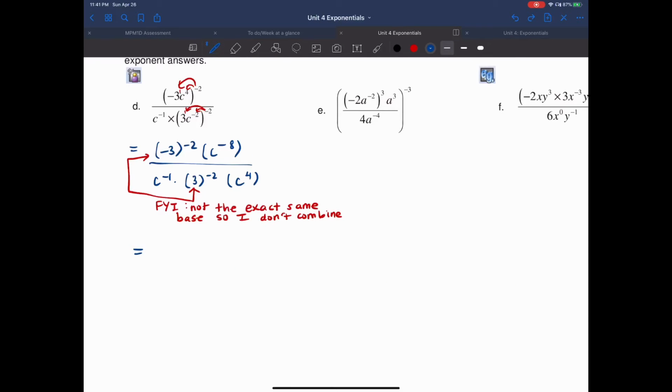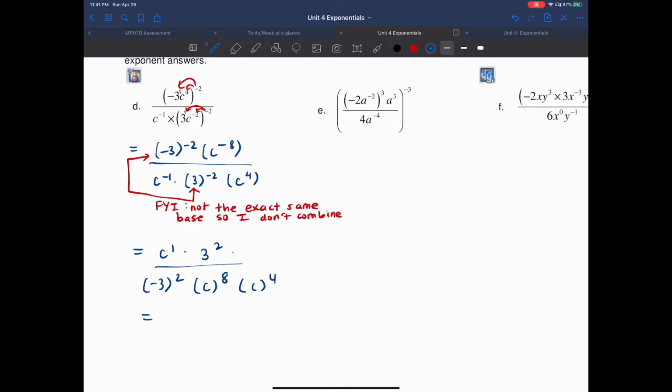So I need to consider, how do I get rid of the negative exponents? So first, I'm moving that c to the -1 to the numerator, so it becomes positive. That 3 to the -2 becomes 3 to the exponent 2, and it's in the numerator. Well, that -3 will become -3 to the exponent 2 in the denominator. The c to the -8 will now be c to the 8 in the denominator. And c to the 4 will remain where it is.